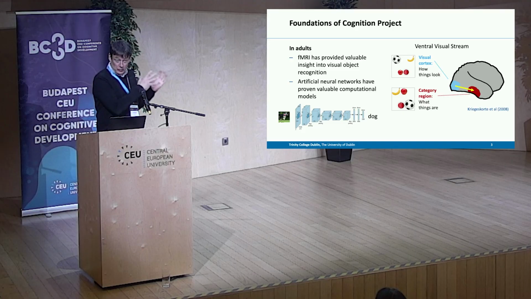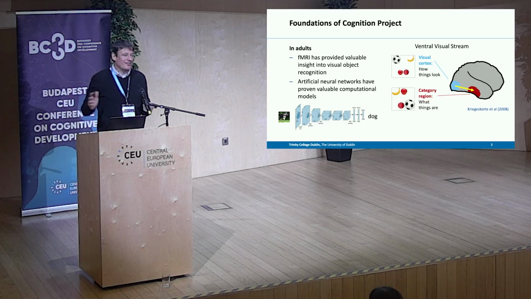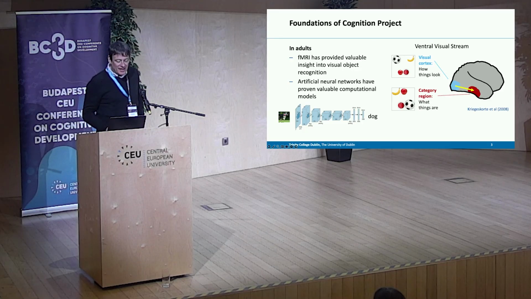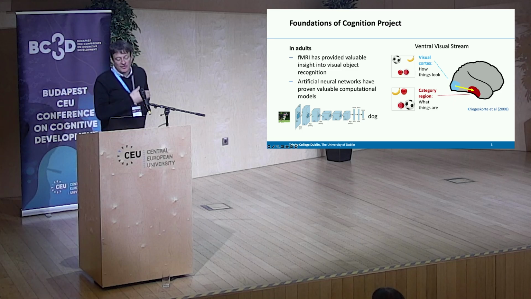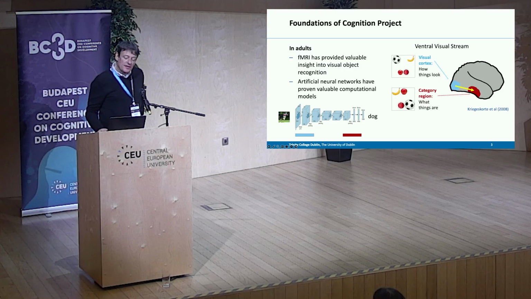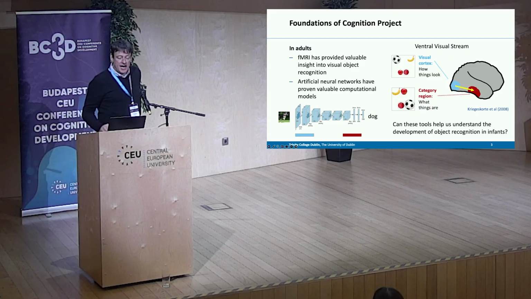Another tool that's proven really useful in recent years for understanding this ventral visual stream is computational modeling, and in particular deep neural networks designed by engineers to solve engineering problems. It turns out that in many ways they're the best currently available model of some processes in the ventral stream, and they have this sort of hierarchical nature. They're taking things from a perceptual representation through to a semantic representation as you go through the network. So the question that we wanted to ask is, can we use these tools to help us understand the development of visual object recognition in infants?